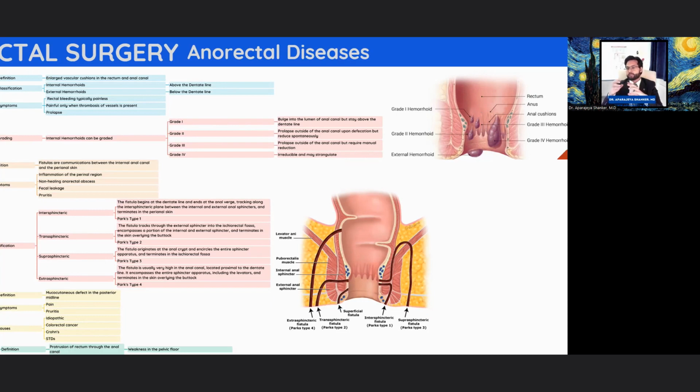Grade 3 are those that go outside of the anal canal, but the patient needs to push them back inside, right? And grade 4 are those that are completely prolapsed; it comes out and just stays out. And those are the ones that mostly cause symptoms. So if a patient comes to you with painless bleeding and this feeling of a mass in the rectum or in the anus, it is most likely going to be a grade 4 one because it is not reducing, right?